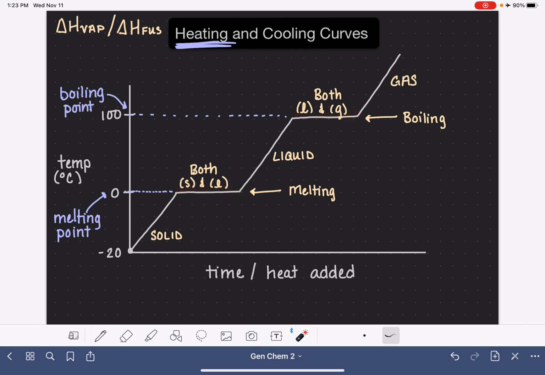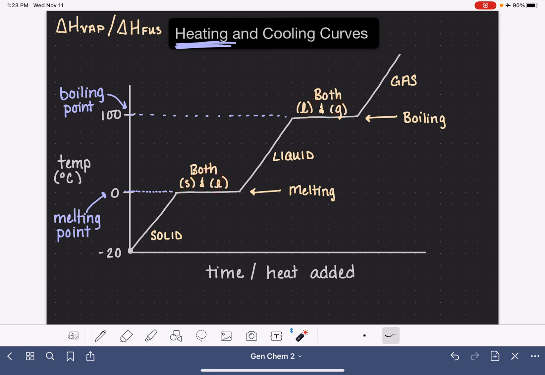So the enthalpy of fusion is the amount of energy or heat that it takes to melt a substance. And the enthalpy of vaporization is the amount of energy or heat that it takes to boil a substance. When a substance has a very low enthalpy of fusion or a very low enthalpy of vaporization, that means it doesn't take very much energy to melt. It doesn't take very much energy to boil.